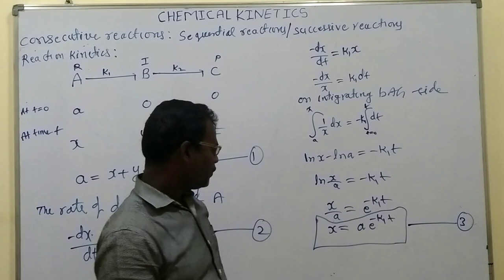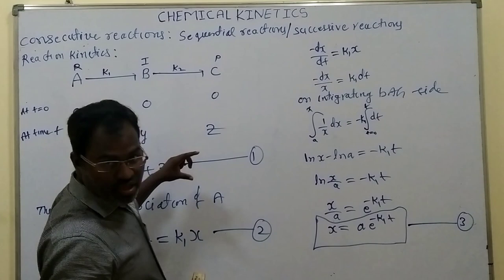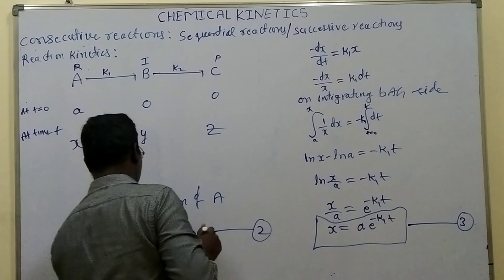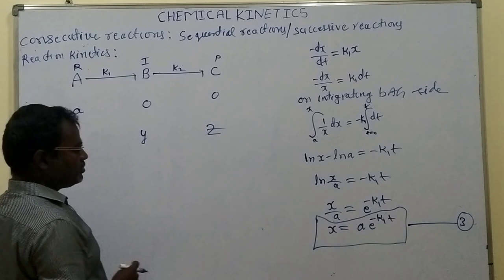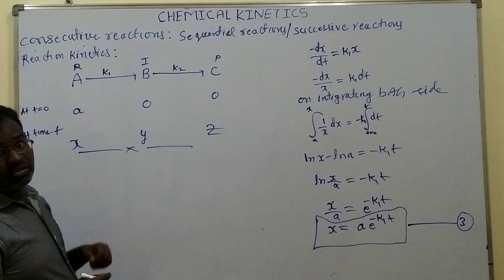Now another one. Just keep this as it is, because you know what we are doing, so that's why I am not erasing it. Below this one I will write. Now, if you take the rate of formation of B, how can you write it?